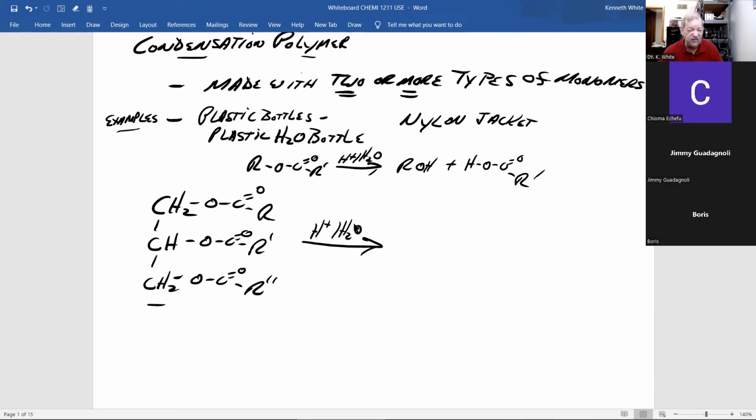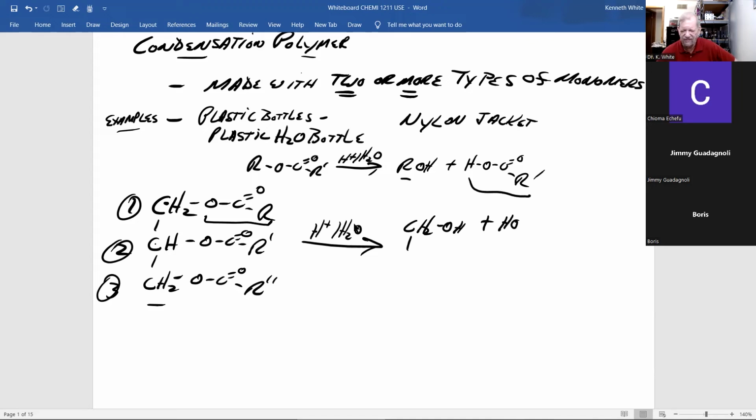So we have 3 esters, 1, 2, 3. Let's do ester number 1. What's our CH2? I'll have an OH group, but it will be bonded to something else, this carbon, because you don't break carbon-carbon single bonds. Now, this part will give this carboxylic acid. And the R group here is this R.